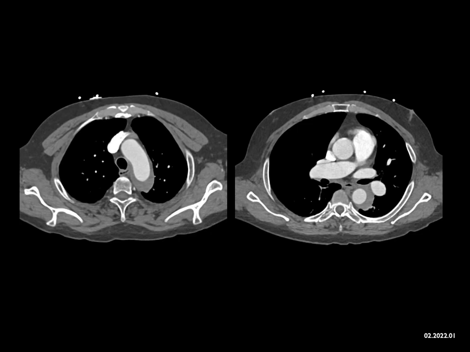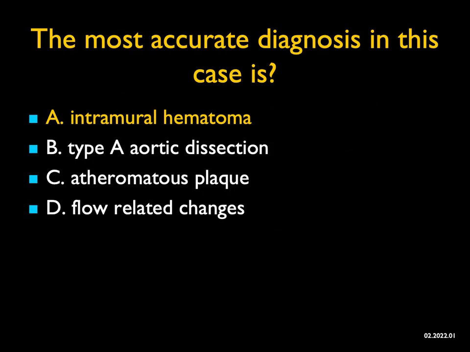Often you'll see a small leak from the lumen into this intramural hematoma, so you want to look very carefully. Intramural hematomas will be treated conservatively in most cases, and they will resolve over time. But it's a wonderful diagnosis and something really nicely shown on CT scanning, and this is just an excellent example.